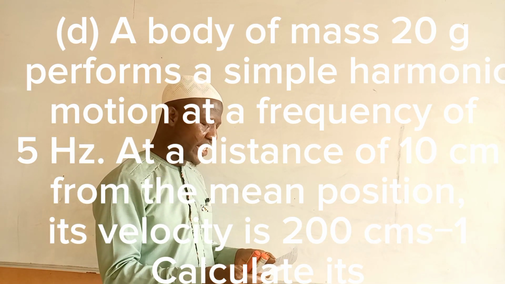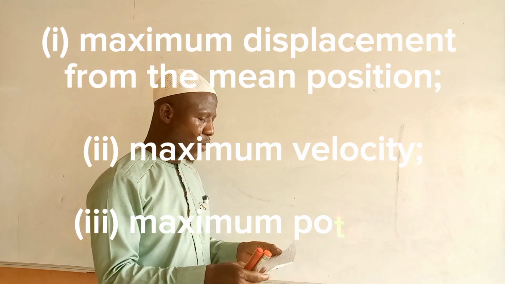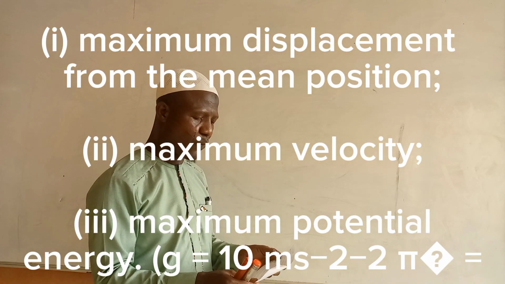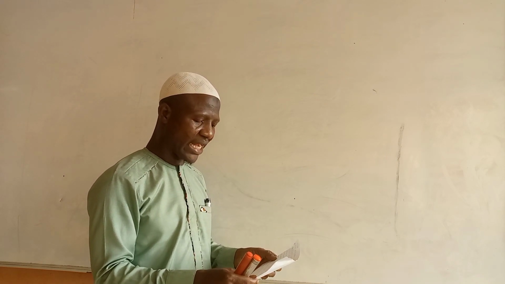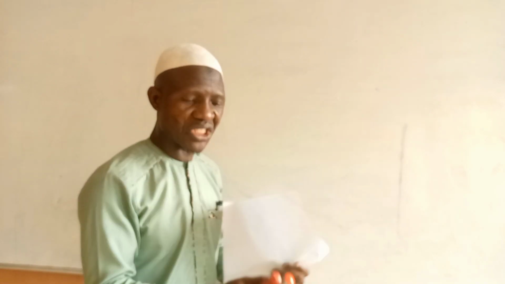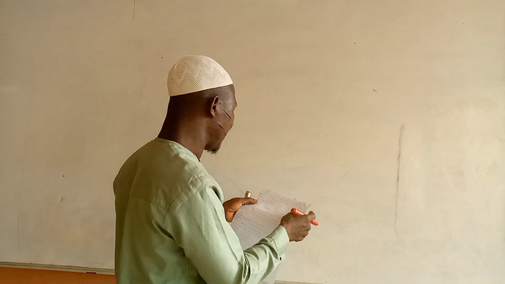Its velocity is 200 centimeters per second. Calculate: 1. Maximum displacement from the mean point. 2. Maximum velocity. 3. Maximum potential energy. Very simple. The first thing when you are solving a question like this, you write out the given. Then what are the given from the question?